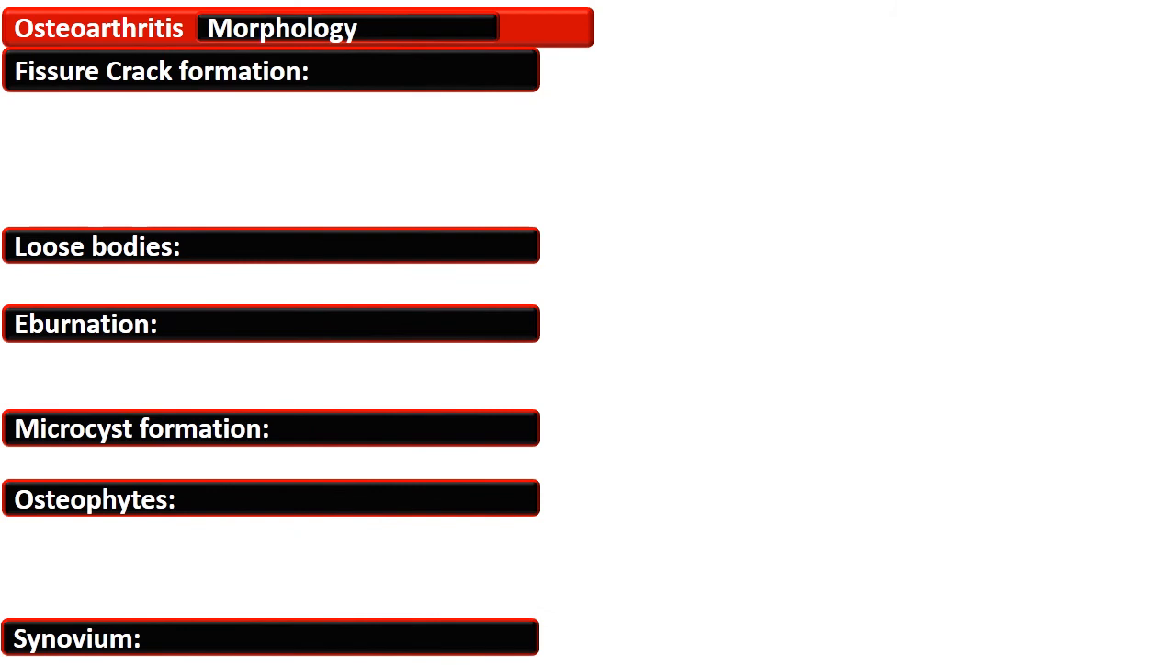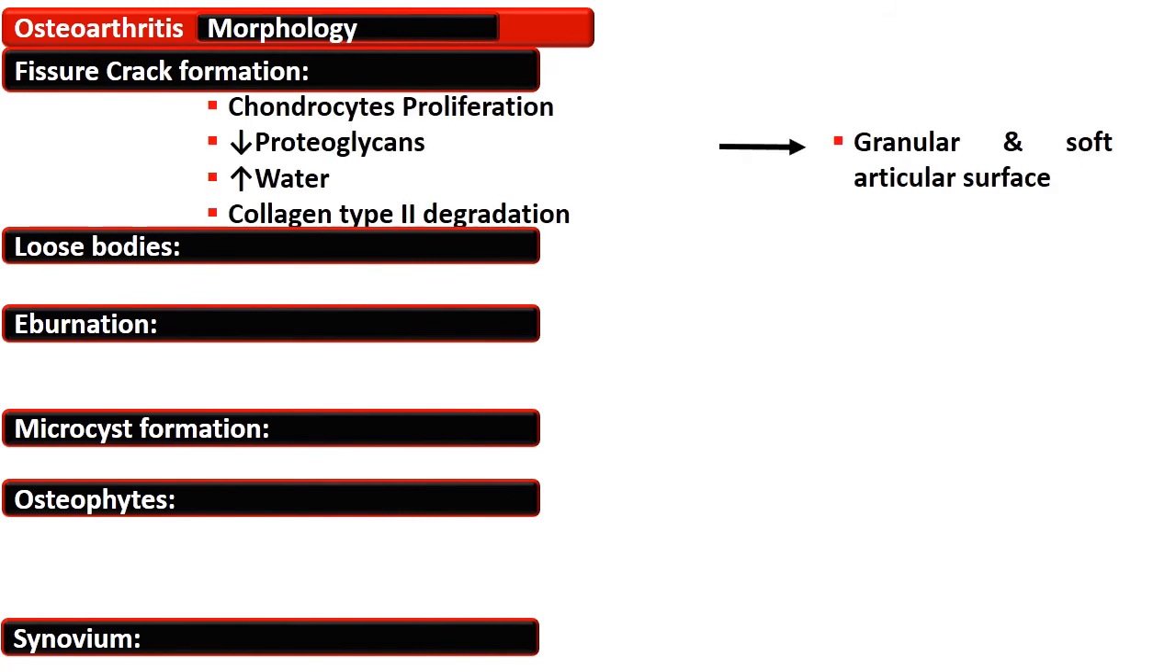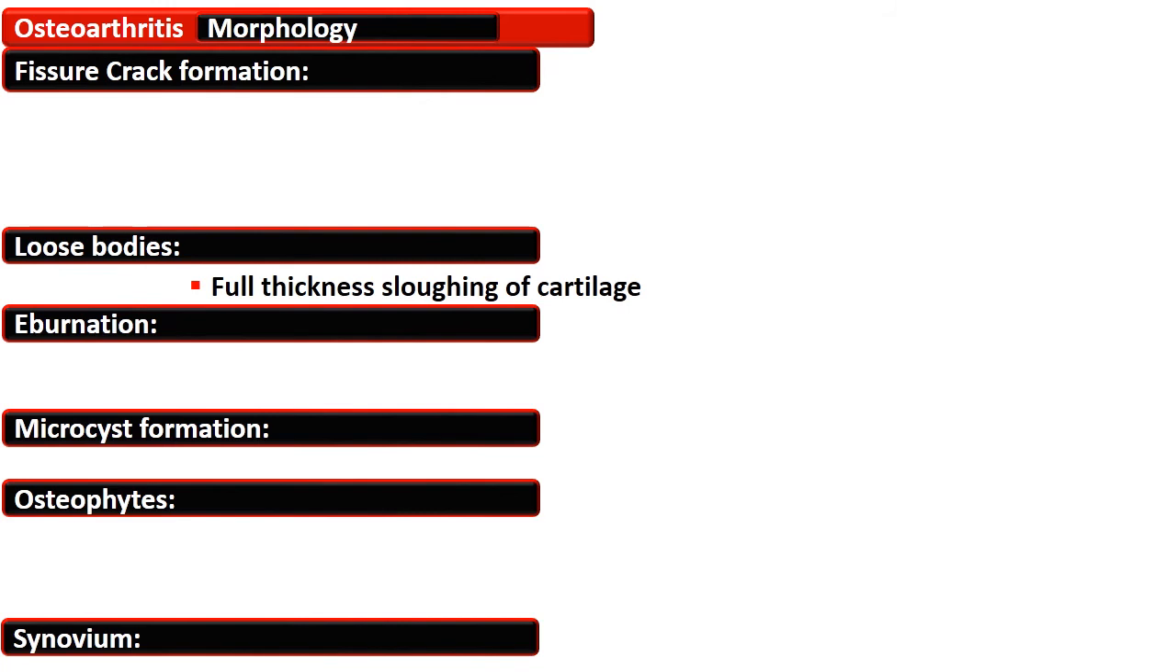All these pathogenetic events then lead to the characteristic morphology of osteoarthritis, that is fissure or crack formation, presence of loose bodies, eburnation of the joint surface, formation of microcysts, presence of osteophytes or synovial changes. The chondrocyte proliferation, decreased proteoglycan, increased water and collagen type 2 degradation result in a granular and soft articular surface. Loose bodies are formed due to full thickness sloughing of the cartilage.